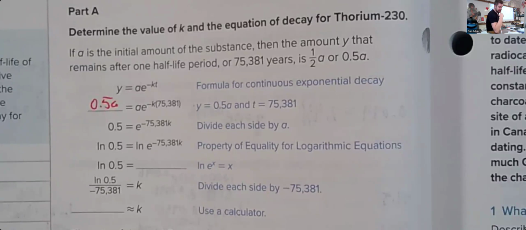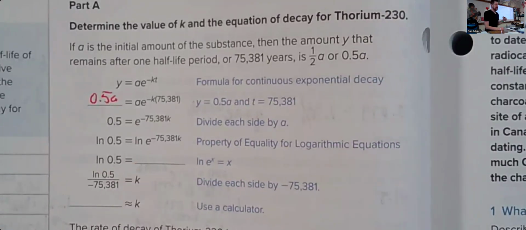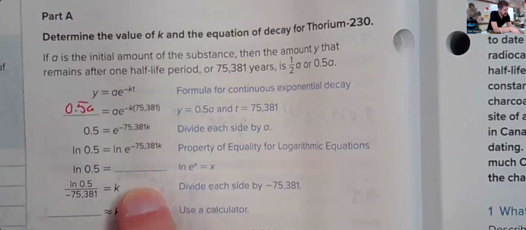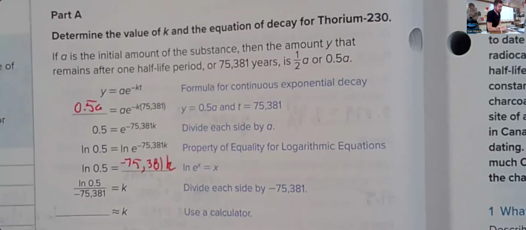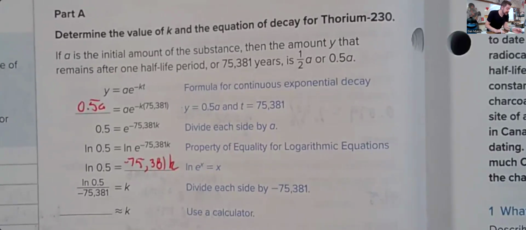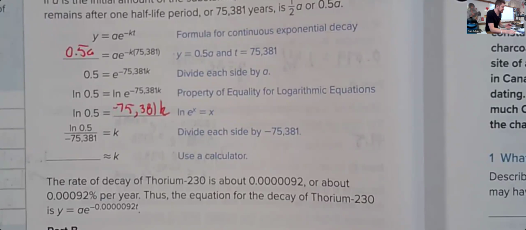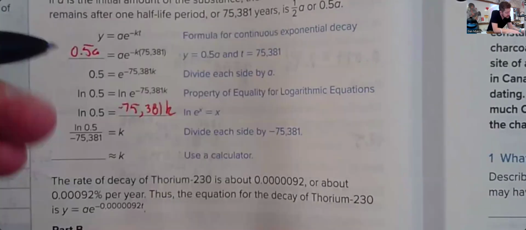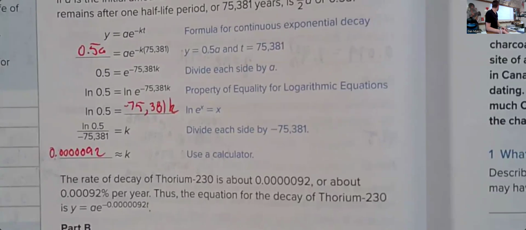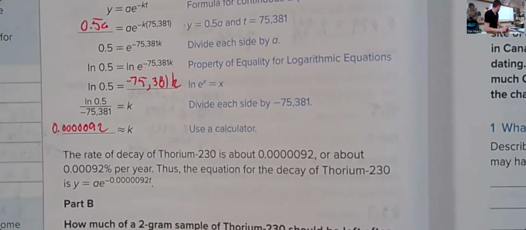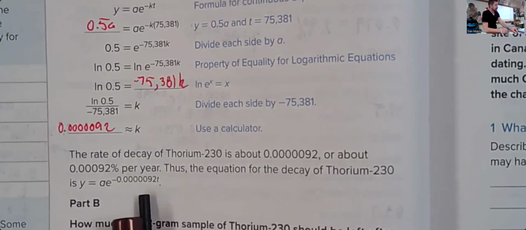And so once again, once you have your power isolated, you can take the natural logarithm, property of equality for natural logarithms. Then we're going to end up with ln of 0.5 is equal to just the exponent, which is negative 75,381K. And if we divide both sides by negative 75,381, well, here it is right here. So right down below, we can go ahead and do this because I just want to make sure we're quick here. How many zeros is that? 1, 2, 3, 4, 5. Move the decimal 2 spaces to the right, and that is 0.00092% per year. Not very much. Thus, the equation for decay is there.